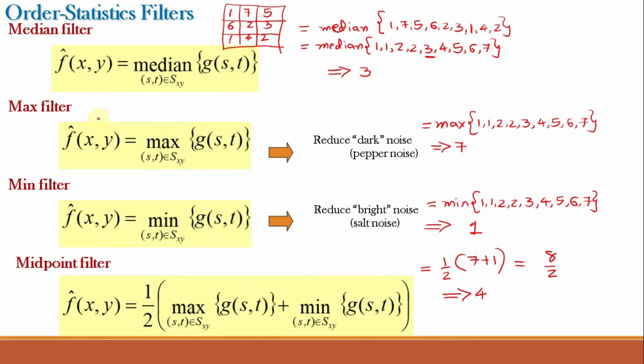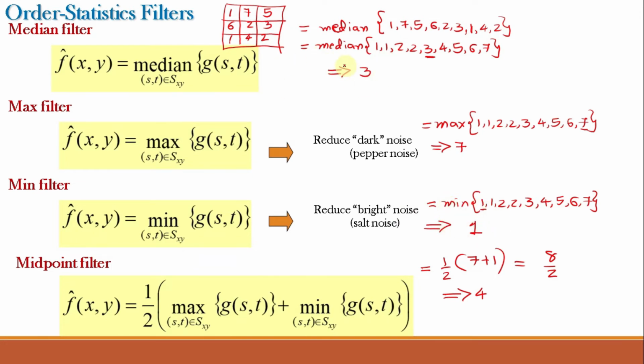Next one is the max filter, in which we'll choose the maximum value out of the ordered values, and you know that the maximum value of these values is 7. So we'll place the value 7 over here, and obviously this will be used for reducing the dark noise or pepper noise. Why? Because the dark noise will be towards 0. If you choose the maximum value, that means the dark value is removed, or pepper noise is removed. Conversely, for the minimum filter, we'll choose the minimum value, that is 1 over here, and obviously this will be used for reducing the bright noise, or you can say the salt noise. Why? Because salt noise will be towards 255 in the image, right? So it will be removed.